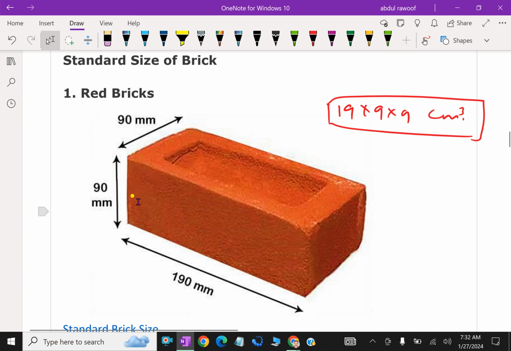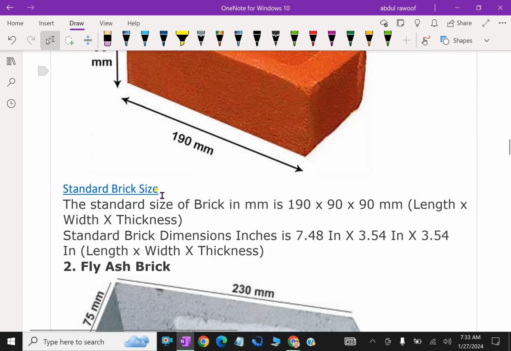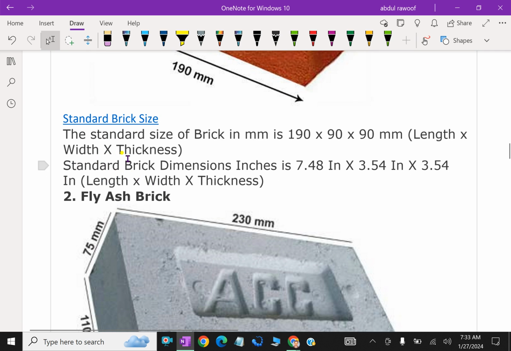By using the standard size, we can calculate the number of bricks. The standard size of the brick is 190 by 90 by 90 mm. The standard brick dimension in terms of inches is also given: 7.48, 3.54, 3.54. Remember this.